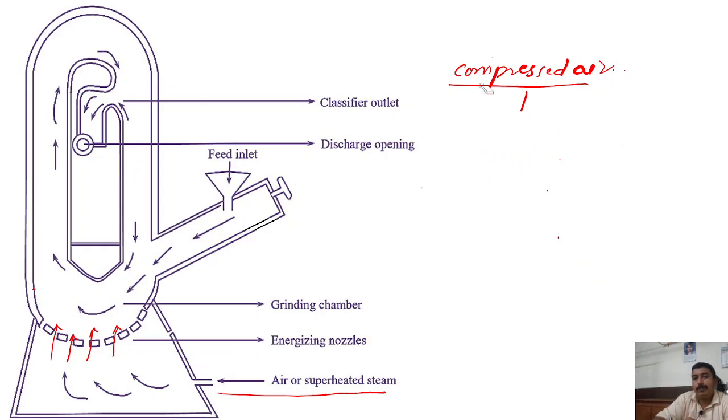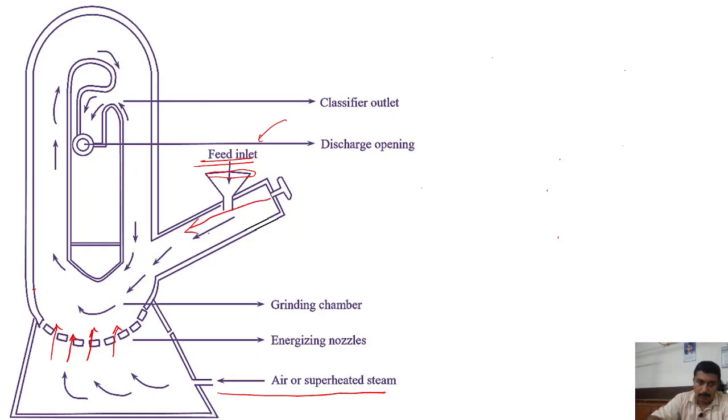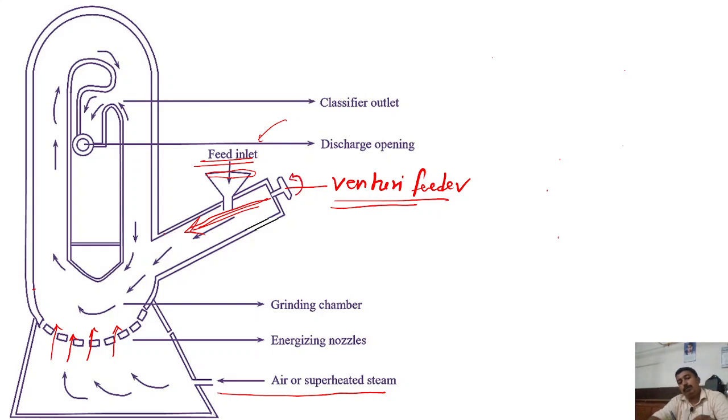Next, the second component is the feed inlet. Where is the feed inlet? The feed inlet is present at a side. What is the role of the feed inlet? To introduce the powder material. So powder is introduced through the feed inlet, generally a hopper, a funnel shaped part, and later on the powder flows through this side tube with the help of a Venturi feeder. This Venturi feeder continuously rotates. The rotation of the Venturi feeder results in movement of the powder through the side tube into the hollow loop.